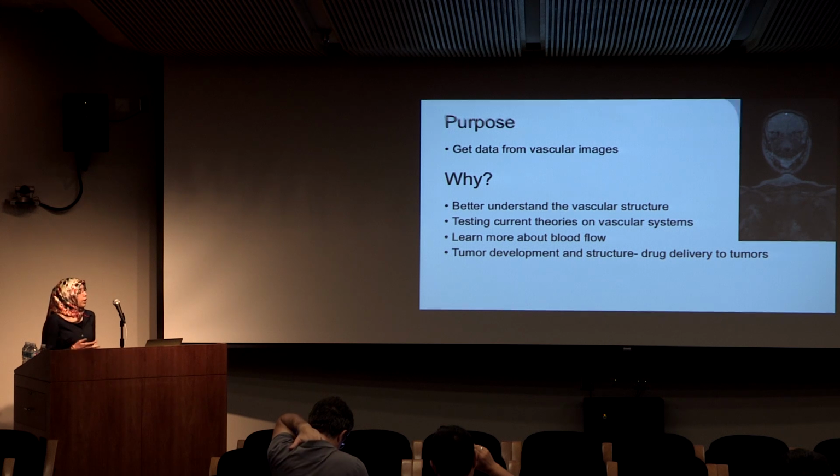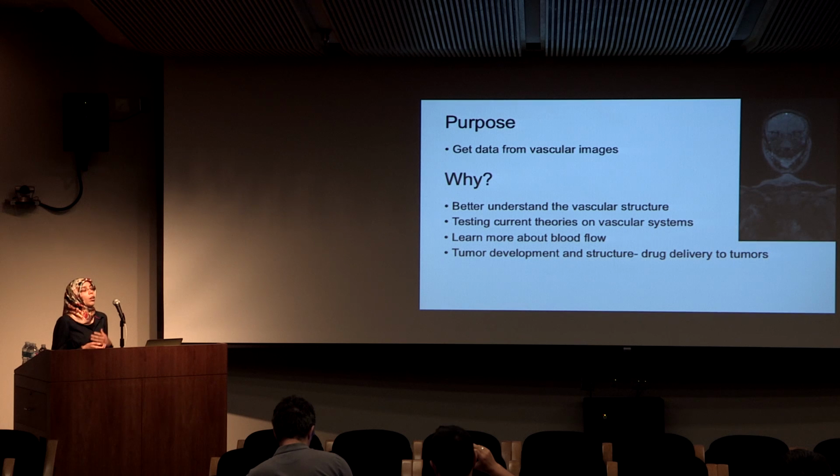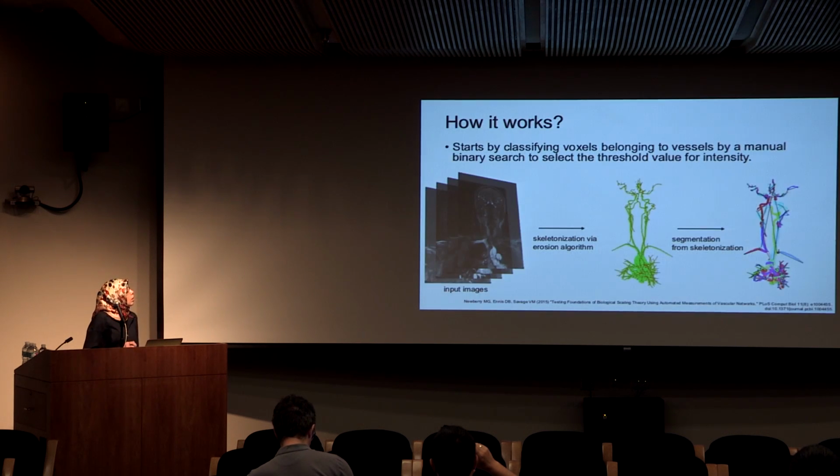And finally, from a health perspective, when you have a disease versus healthy tissue, the diseased tissue can have some vascular abnormalities that you can characterize with such software. And once you know the structure, you can also come up with some strategies for drug delivery to tumors, like diseased tissues too.